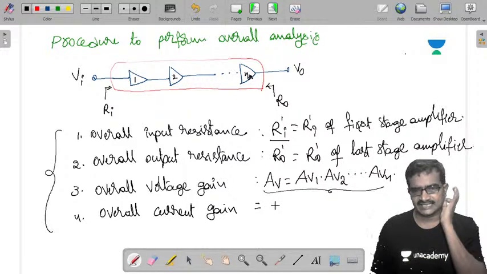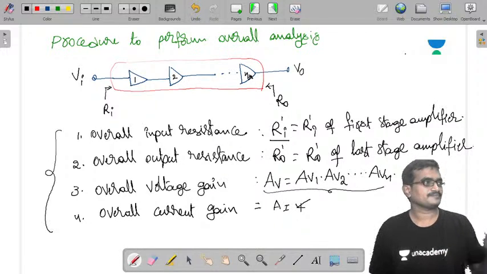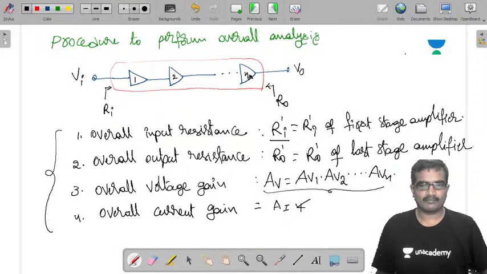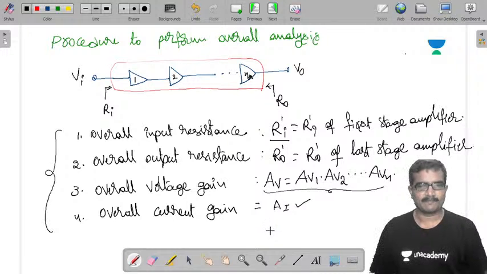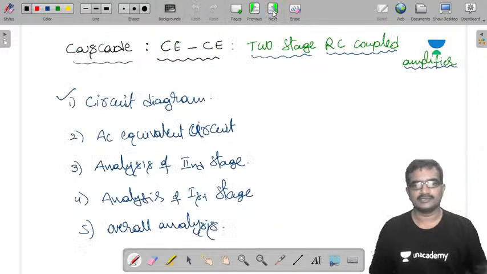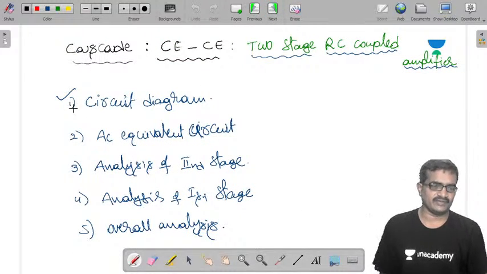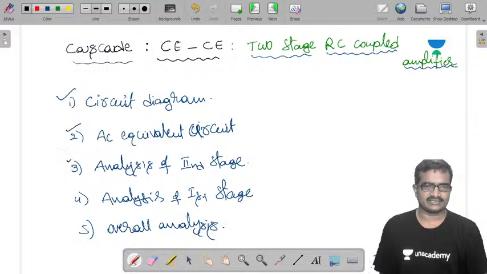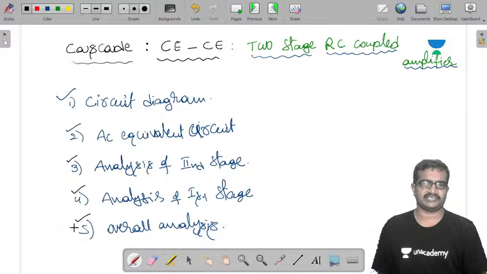Due to biasing resistors, your current gain is different. So in practical problems, we check how to calculate that. Now, for every multi-stage amplifier, you need to do these things. First, circuit diagram. After that, AC equivalent circuit. Next, analysis of last stage. Analysis of first stage. After that, overall analysis. This is the order we need to follow to analyze a multi-stage amplifier.